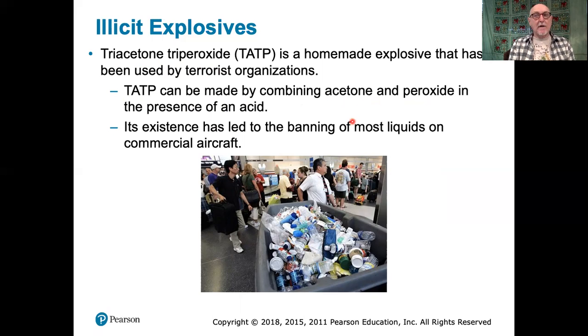And this, I believe, was what the famous shoe bomber was using when he tried to blow up an aircraft. And it's for this reason, this substance is the reason that we have to turn in all of our water bottles and everything. And you're not allowed to carry anything that is more than a certain volume.